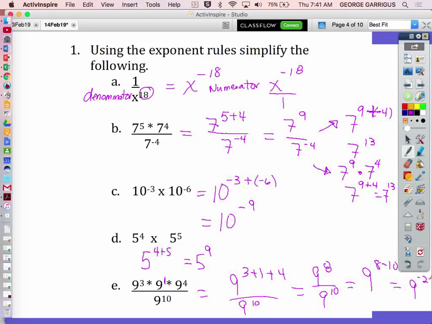I could write that as 9 to the negative 2. You can stop there, or you could write it as 1 over 9 squared, or 1 over 81. Please refer back to the paper that was passed out that reviewed lessons 1-2 to 1-5 in your notes.